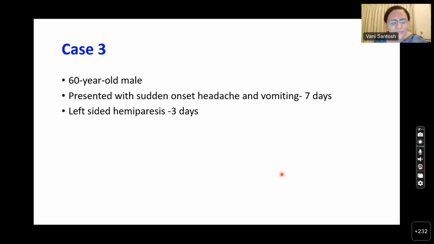Come on. 60-year-old male presented with sudden onset headache and vomiting for 7 days. There is left-sided hemiparesis for 3 days. What does that tell you, Souvik? What can you make out of this history?